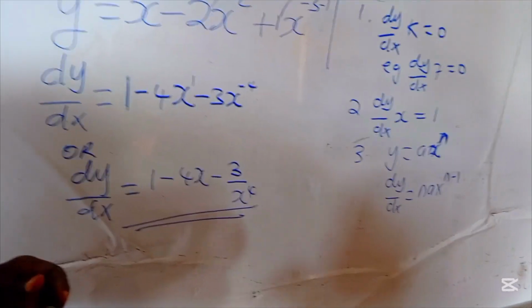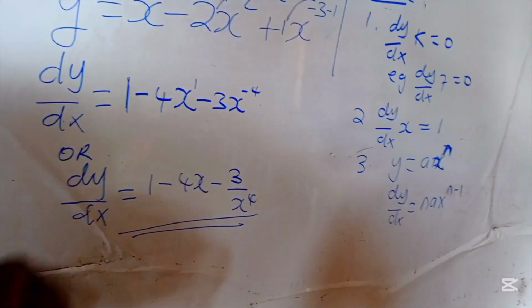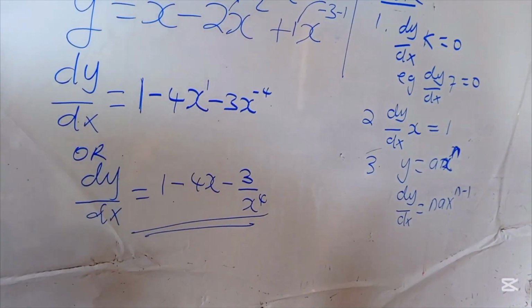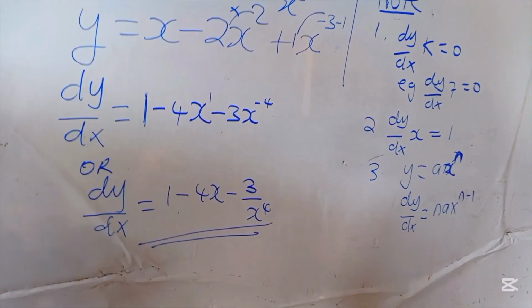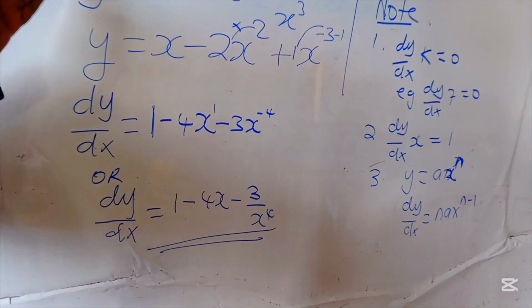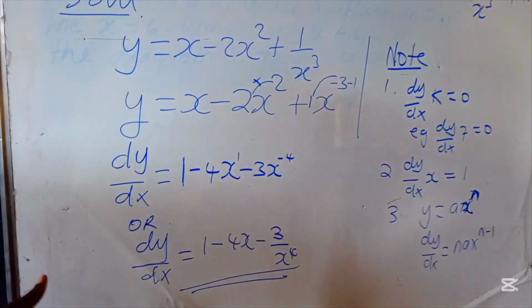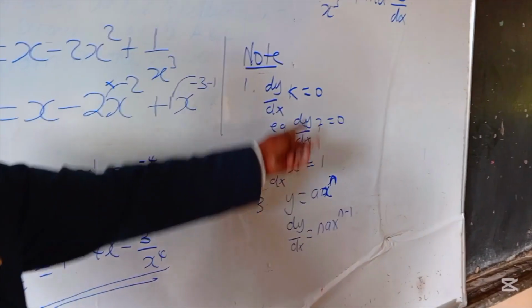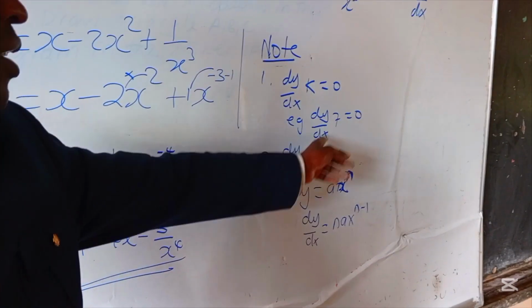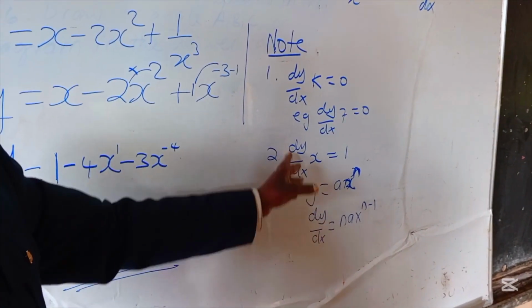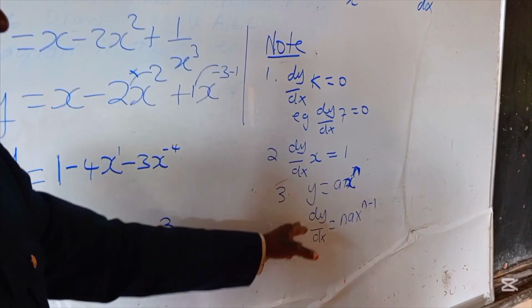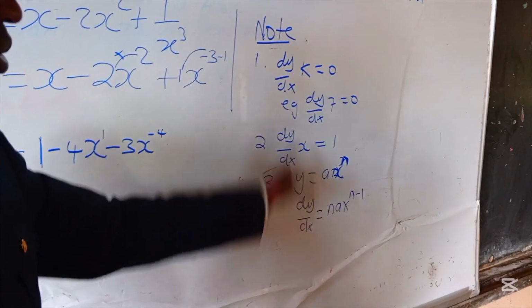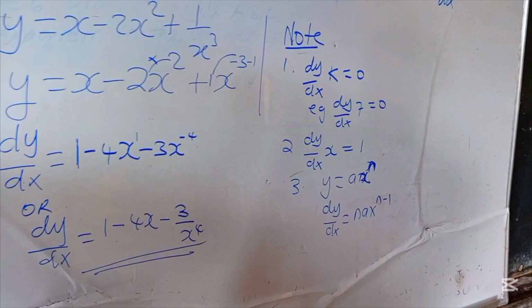Fellow viewers, unless there are some comments, you can please comment, and you are free, please let's share this knowledge. dy/dx, there's nothing funny or difficult. dy/dx of a constant is 0. For example, dy/dx of 7 is 0. dy/dx of x is 1. And generally, this is how it goes when it comes to calculus.